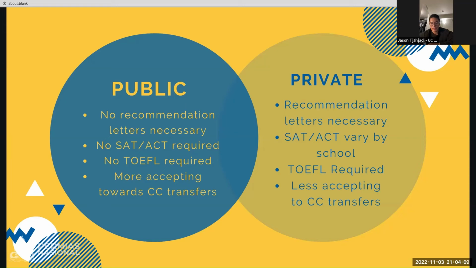So they owe nothing to us transfer students, and they are less accepting to transfer students because a lot of their stats when it comes to the university rankings come from freshman stats. And the reason for that is, well, it's just that they're less accepting to community college transfer students. Okay, I guess that's all you have to know about the difference between public and private.